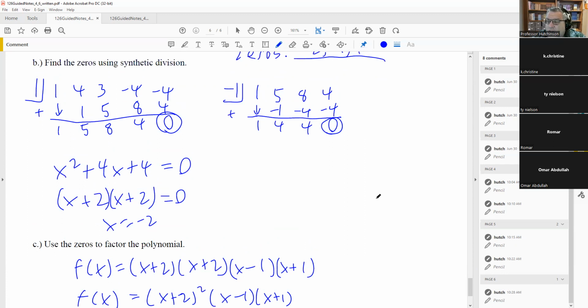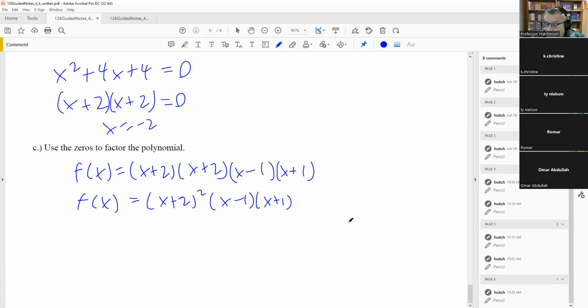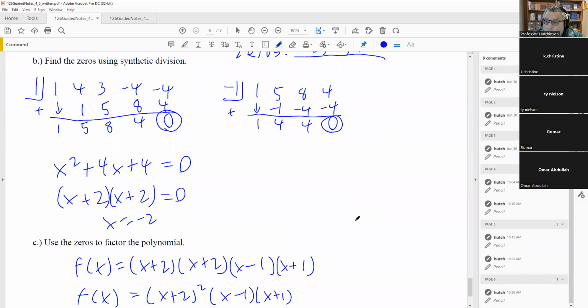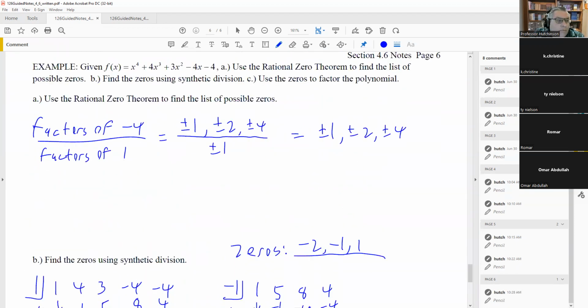So sometimes, if the list of rational zeros is small enough, you might be able to just go right into synthetic division and get the answers that way. But if we have a lot of factors, then it's probably better to look at a graph. Okay, so with that one, that's actually it for the 4.6 section right there.